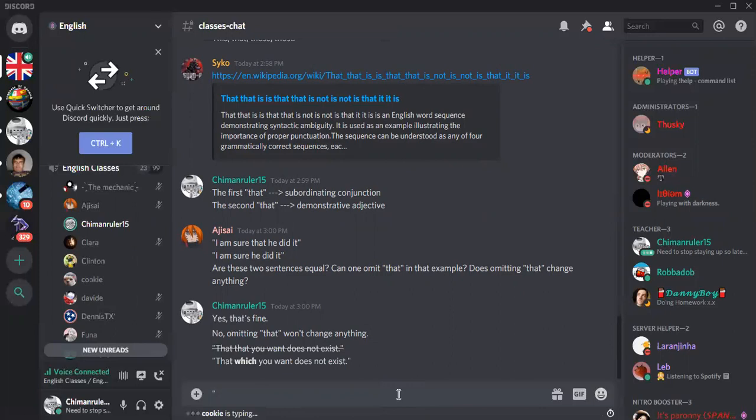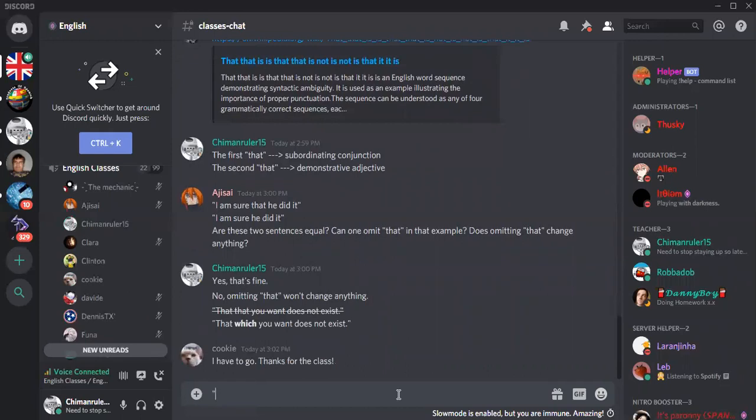This is the only time where you'd have to use which instead of that if you want to use a restrictive clause. And of course, you could change that to a non-restrictive clause, but you don't really need to. It's not wrong to do so, but I don't see a reason to.